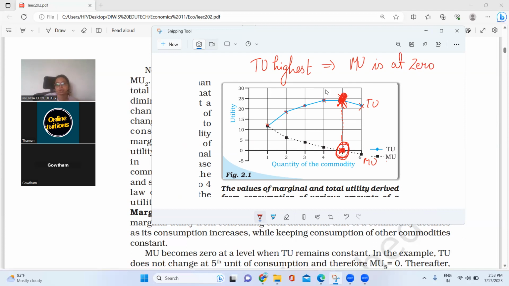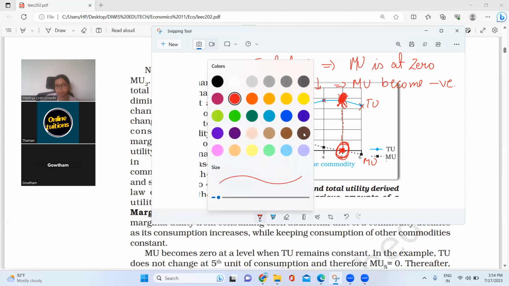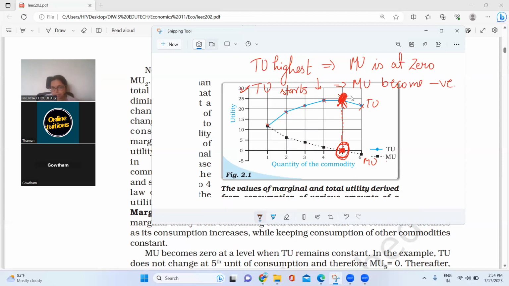When TU starts decreasing, MU becomes negative. This was the thing which I'm telling you here. TU has started decreasing, so MU has become negative. It has left the x-axis. It has gone to the other part. So this is a relation you need to remember.